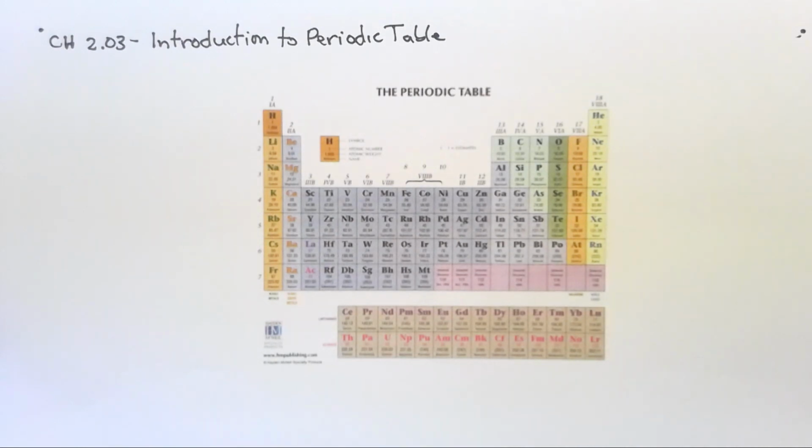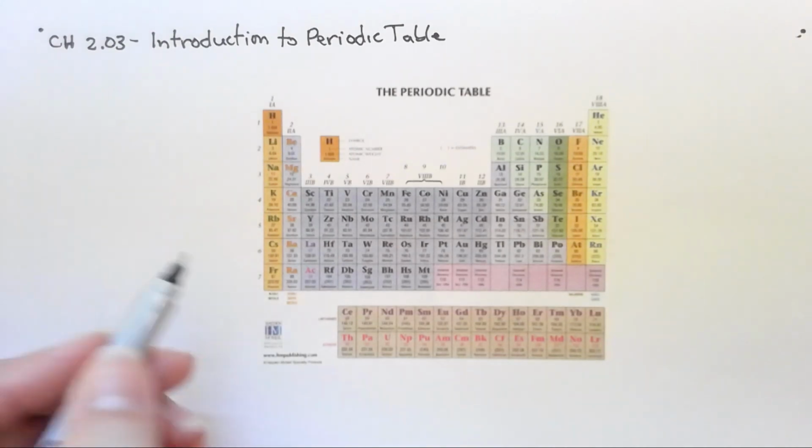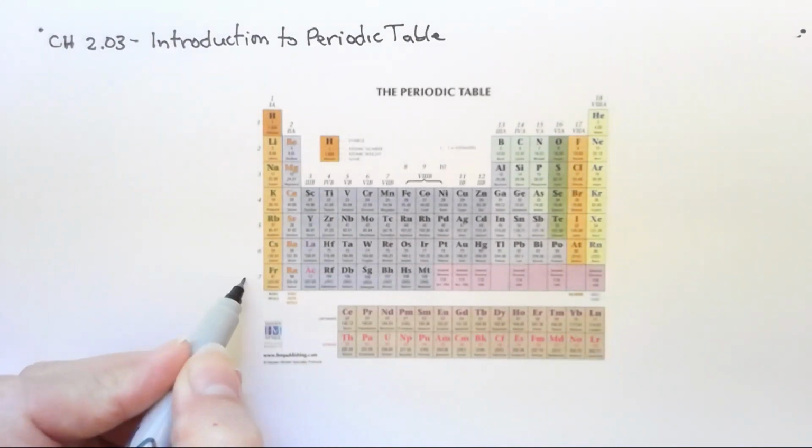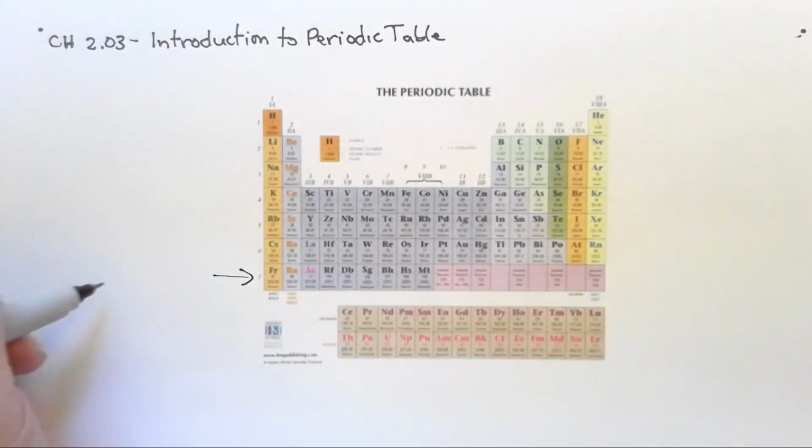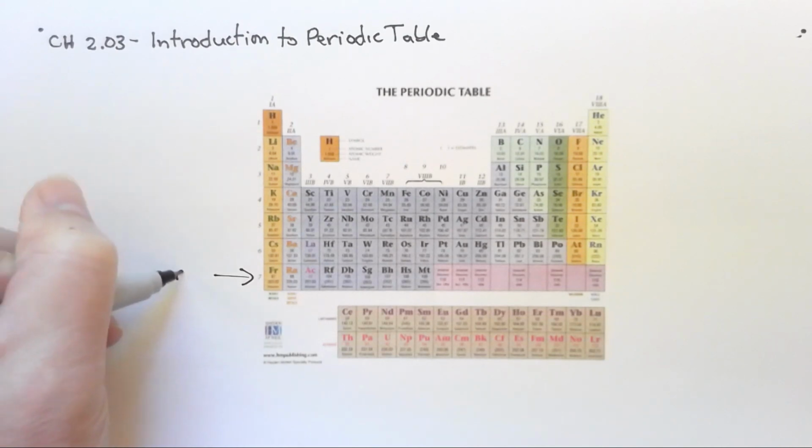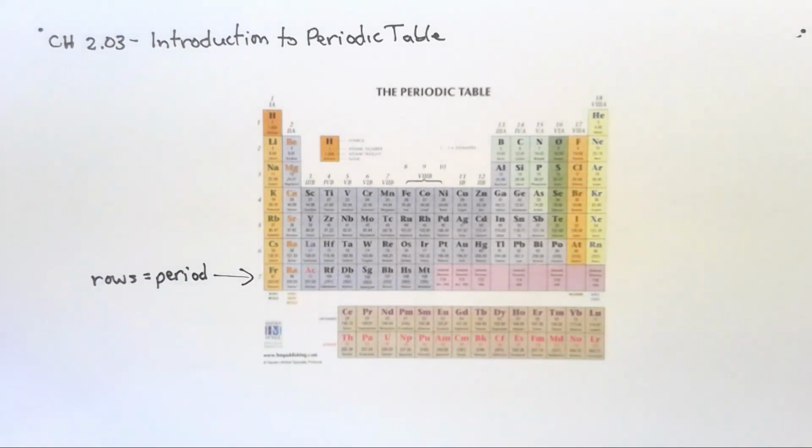What we're going to do in this lesson is look at the overall structure of the table and the big divisions, and then we'll use the next lesson to talk about more of the individual groups and the families. Well, first of all, why is it called the periodic table? It turns out we have 7 rows, and each of the rows is called a period. So that's where the periodic table comes from.